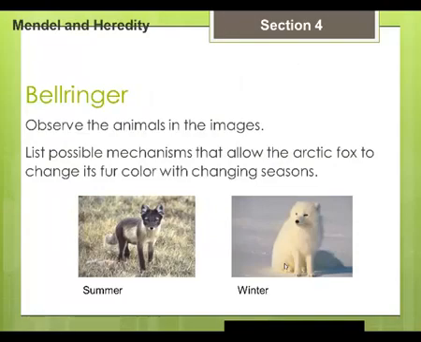So your Bellringer, the two pictures here are of the same species. We have an Arctic fox in the summer and in the winter, and so your Bellringer lists the possible mechanisms that allow the Arctic fox to change its fur color with the changing seasons. So what is it that might cause this organism to be able to change its coat color dependent upon the changes in the seasons?